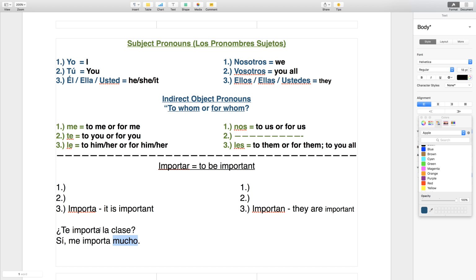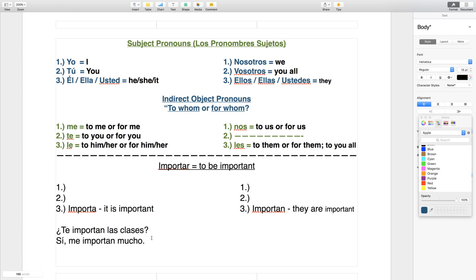Now let's change one thing here. We just made that plural. But now we have to match the verb with the nouns here for it to mean they, because there's more than one class. ¿Te importan las clases? To you, are they important, the classes? Are the classes important to you? Sí, me importan mucho. Yes, to me they are important a lot. Yeah, they're important to me a lot.